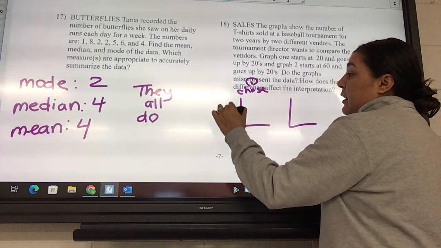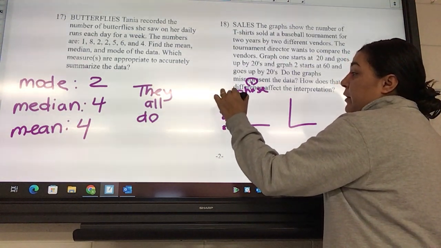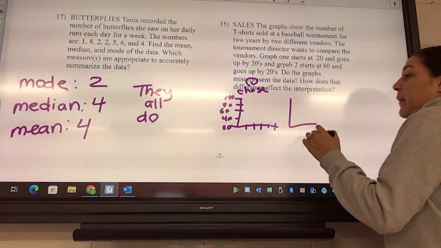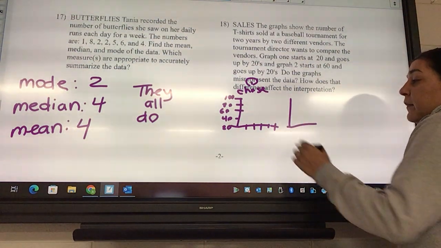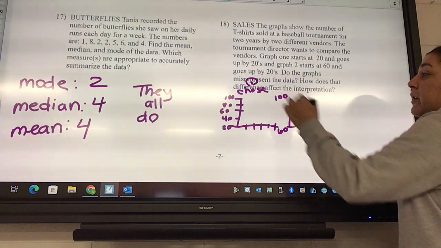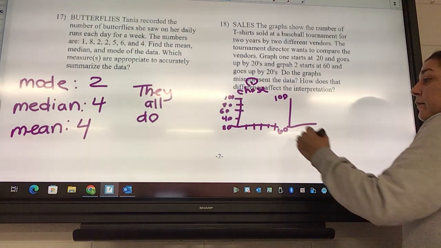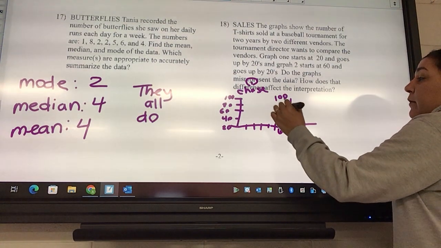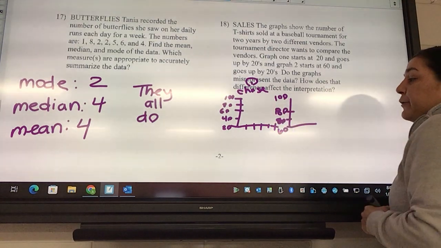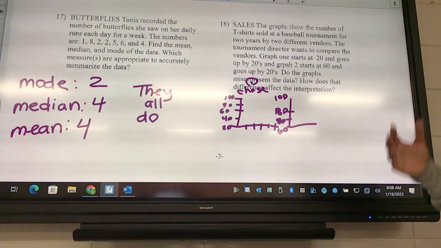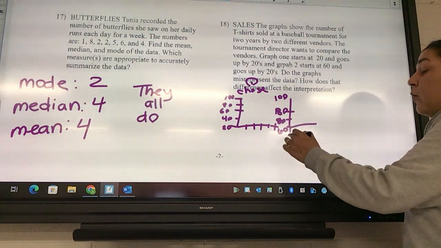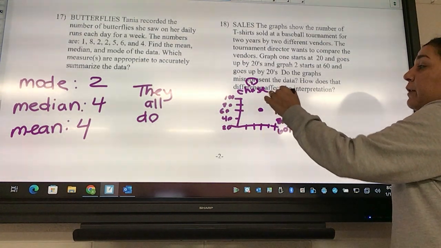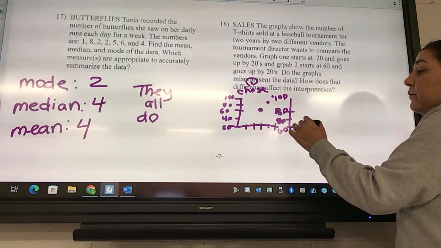40, 60, 80, 100, right? We could say week 1, 2, 3, 4, 5, okay? And then my graph starts where? At 60 and it goes up to 100. What does it go up by? 60, 80, 100. I was trying to erase with my finger. Okay, 100. So at week 1, we're at 60. At week 2, we're at 80, and at week 3, I'm at 100. Okay.